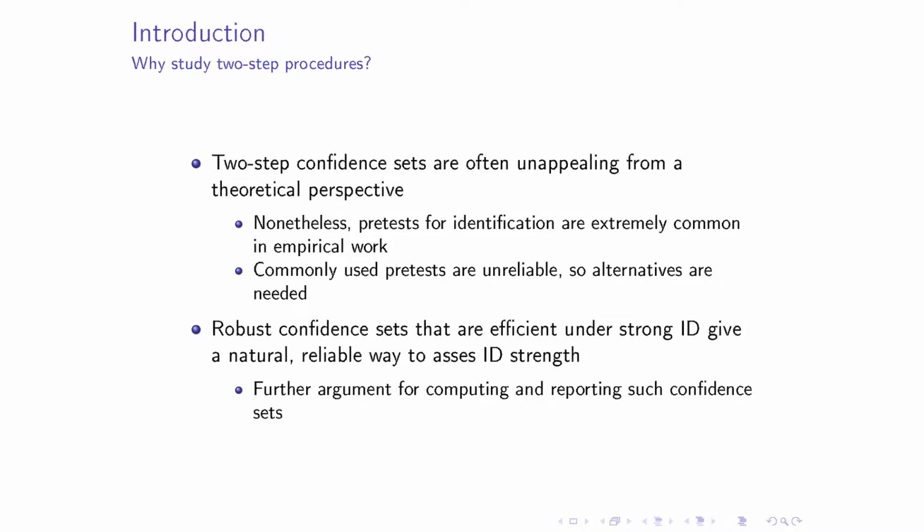Another take on these results is that one thing I'm highlighting is that robust confidence sets that are efficient under strong identification give a natural, reliable way in which to assess the quality of the usual asymptotic approximations. Right? As a result, you can think of this as a further argument for computing and reporting robust confidence sets, because in addition to giving valid inference, they also automatically give you an assessment of the quality or reliability of the usual approximations.